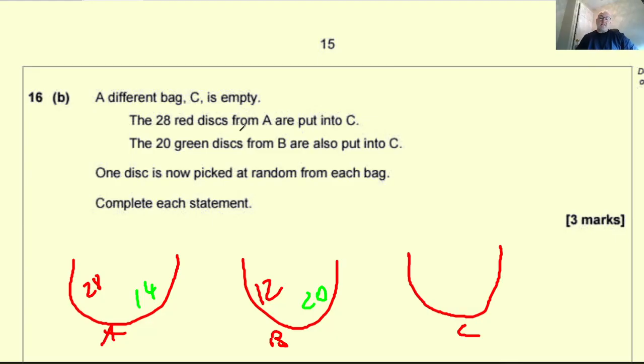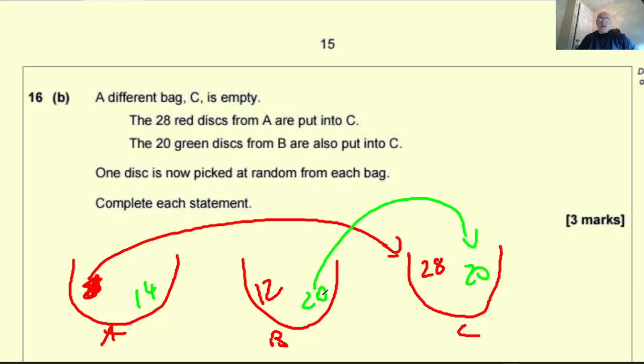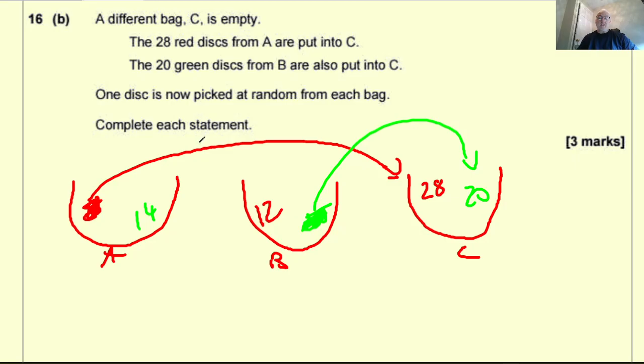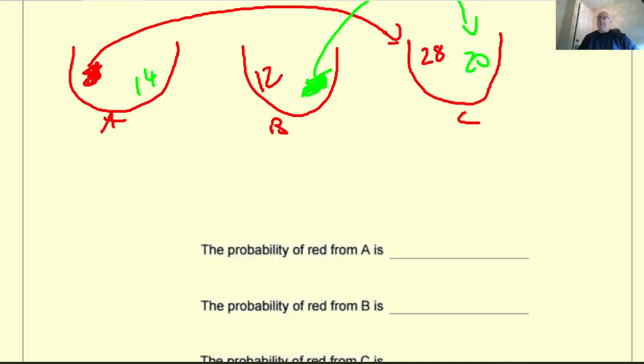The 28 red discs from A are put into C. So we're going to take them from here and move them into C. So 28 red discs are going in there. They've now gone. The 20 green discs from B are also put into C. So they've now gone. One disc is now picked at random from each bag. Complete each statement.